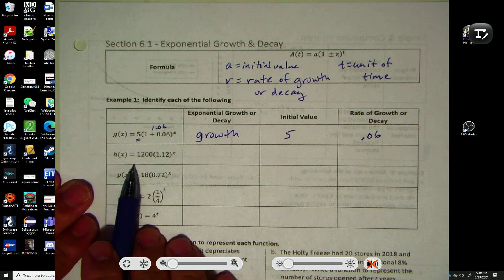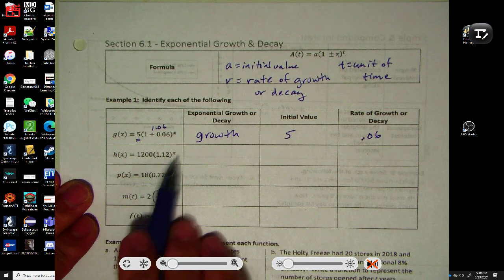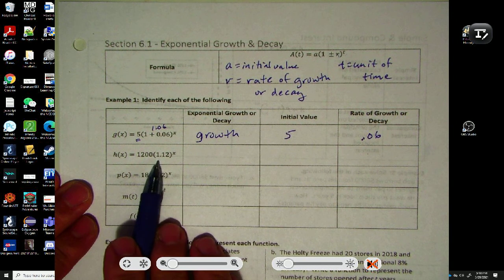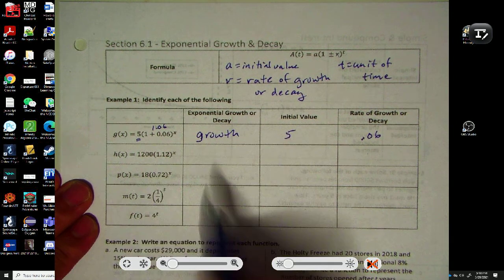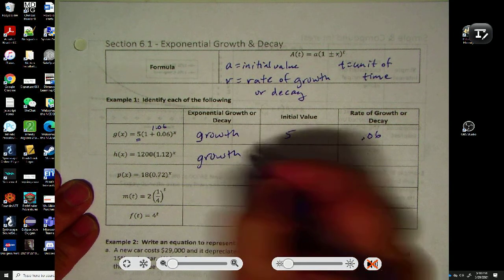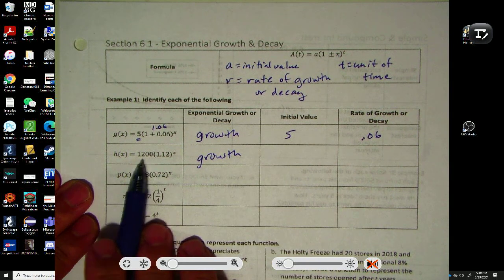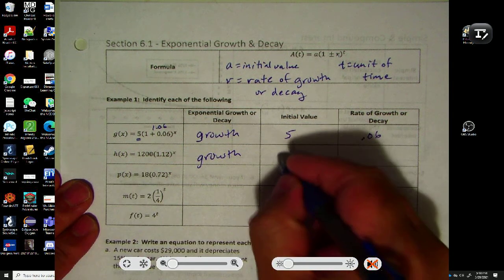Right? Here, is this growth or decay? The base of this exponent is 1.12. This number is bigger than 1, so it is growth. And what's the initial value? The initial value is the coefficient over here, so it's 1200.